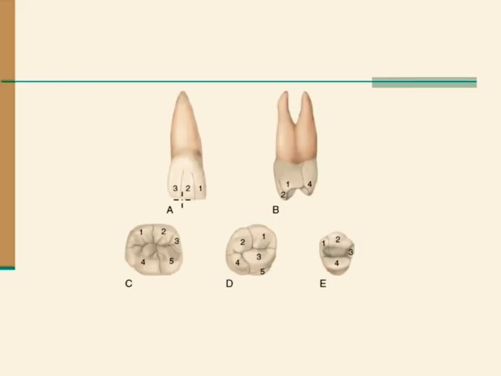The cingulum, the mamelons, and the labial grooves are all indications of fusion of the lobes. Premolars also tend to have 4 lobes, except for the lower second premolar, which is developed from 5 lobes. In molar teeth, each cusp has 1 lobe. So if the tooth has 5 cusps, it means it has 5 lobes, like here.